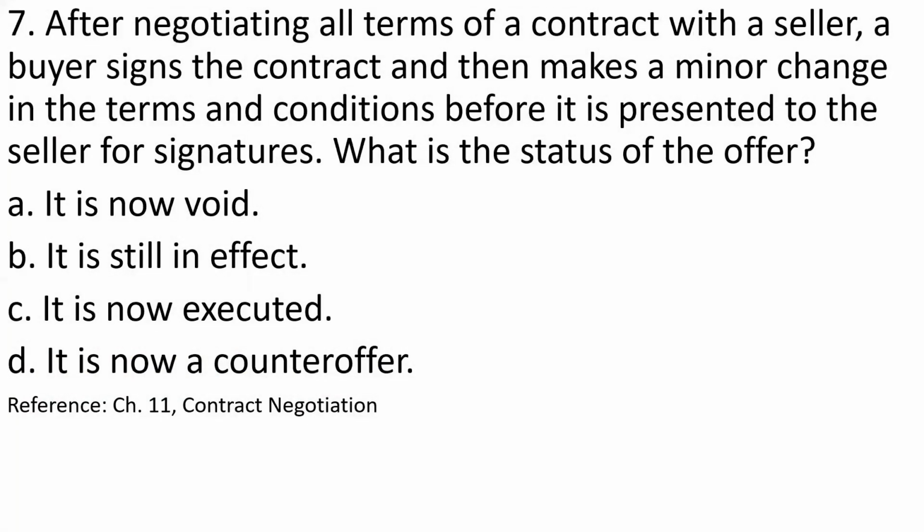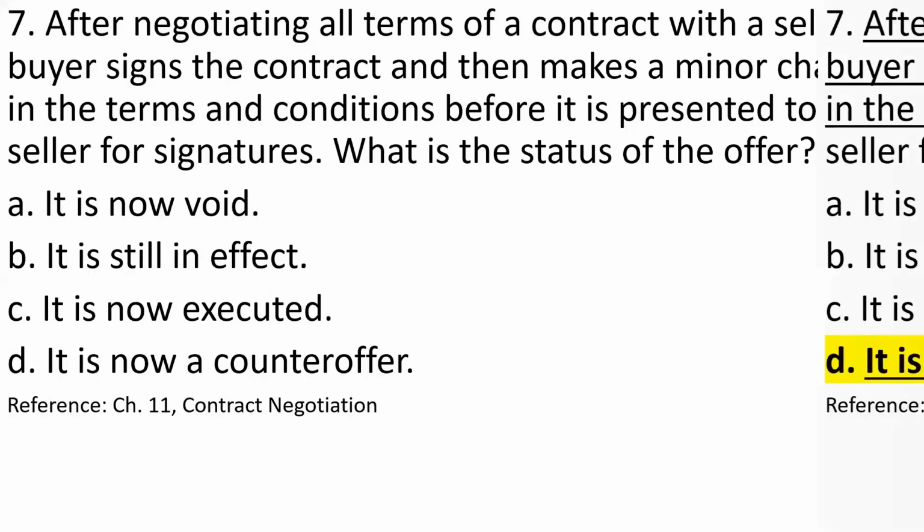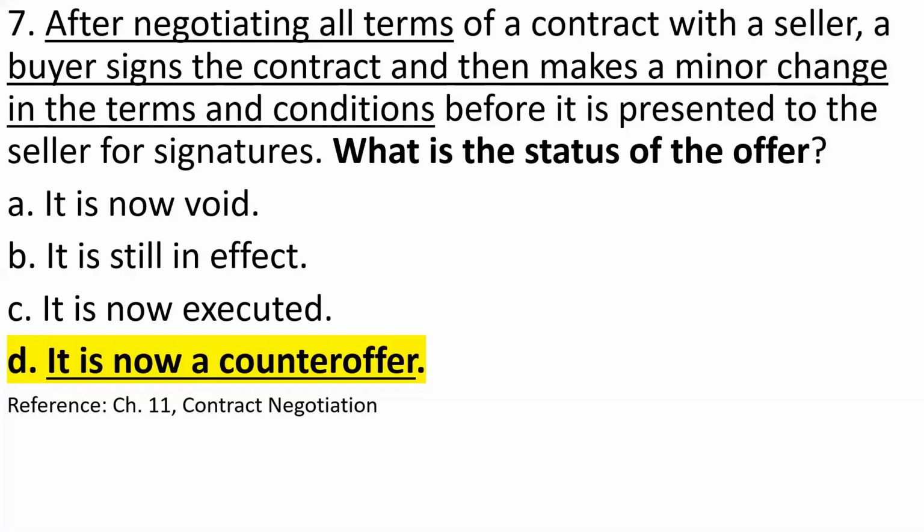Number 7, after negotiating all terms of a contract with a seller, a buyer signs the contract and then makes a minor change in the terms and conditions before it is presented to the seller for signatures. What is the status of the offer? Well, here, let's focus on the keywords. After negotiating all the terms. So all terms have been negotiated. The buyer signs the contract and then makes changes to the terms and conditions. What is the status? If he makes changes to an offer, then it is a counter offer.